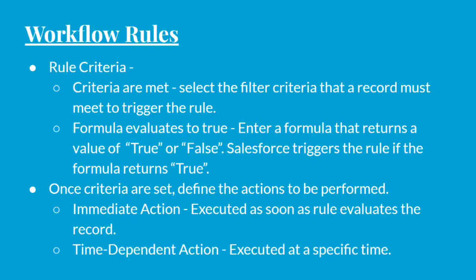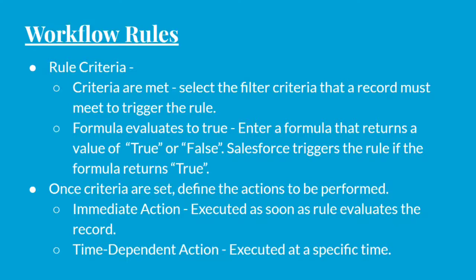So you will give a filter basically. Whenever this record is created or edited or anything, the option you have selected under the evaluation criteria. So when it passes that particular evaluation, it will come and see what the rule criteria is. So our rule criteria is the opportunity amount should be greater than 50,000. So we will define criteria are met, and we will select the field opportunity amount, and we will give the filter criteria that amount should be greater than 50,000. So that is your rule criteria.